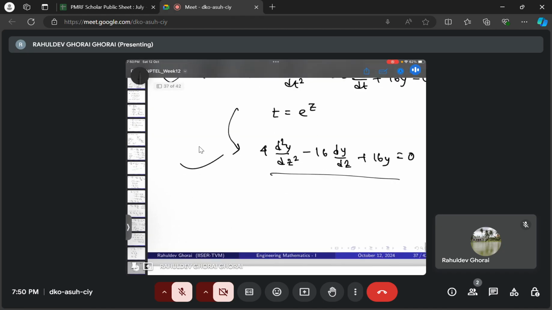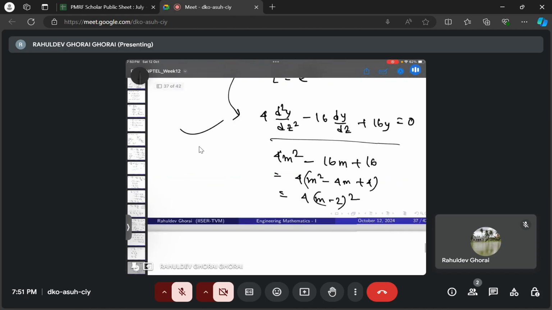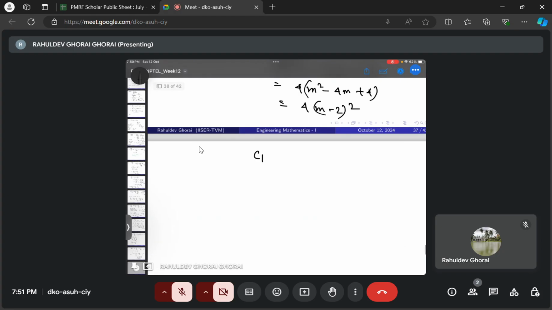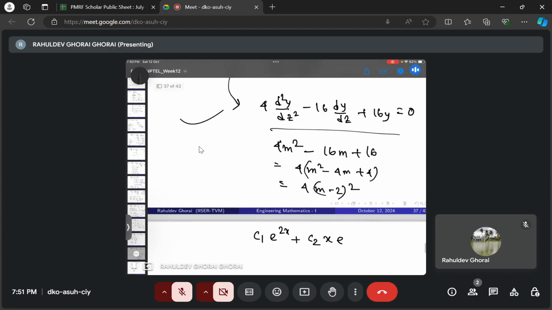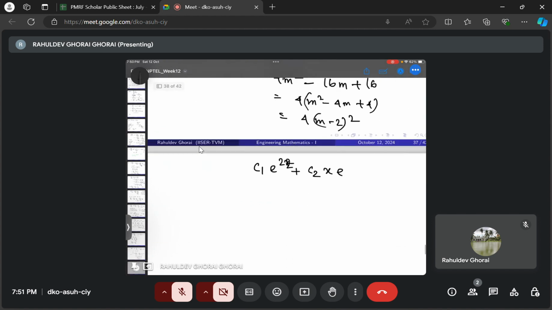So now solving this one is very easy, because you only have to find the roots of the auxiliary equation. 4m square minus 16m plus 16 equal to 0. That implies 4 times m square minus 4m plus 4, that implies 4 times m minus 2 whole square, right? So that becomes c1 e to the power 2z plus c2 z e to the power 2z, right?